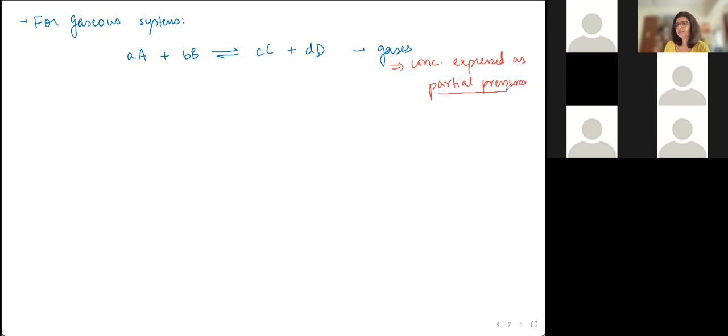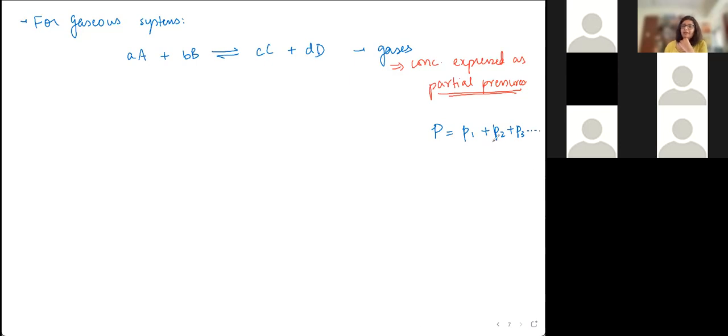You guys remember what partial pressure is and how it relates to total pressure? Yes, ma'am. I think it was partial pressure P1 upon P total. One at a time. Ritu? P1, the pressure of the gas upon the total pressure. No, I think it was P total equals P1 plus P2, and so on. Yeah, it was the sum. The sum of partial pressures is equal to total pressure. Right. Yes, the sum of all the partial pressures, P1 plus P2. Yeah, this is correct.